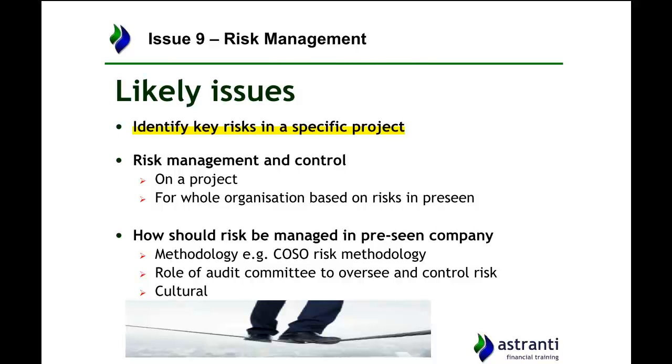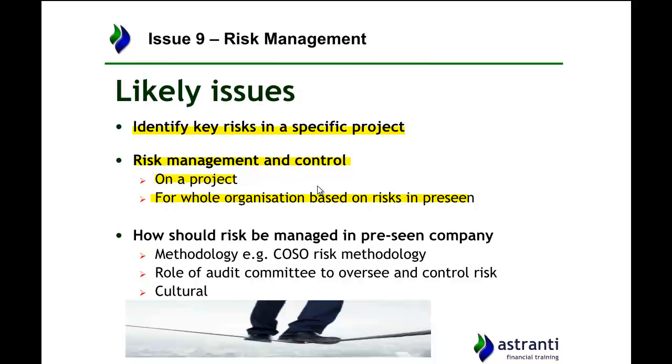And then once we've identified these risks, we may need to look at how we're going to manage them and control them. This could be during that project or a different project, or it could be for the organization as a whole. As in, does the company have efficient risk management systems in place at present, or is there a bit of a weakness? Is that a bit of a weakness for the company, that it doesn't effectively control its risks?